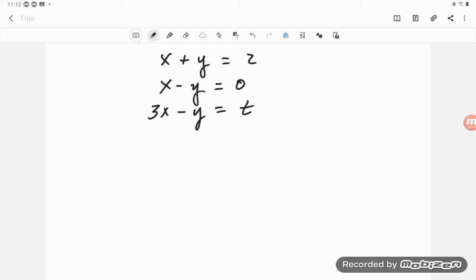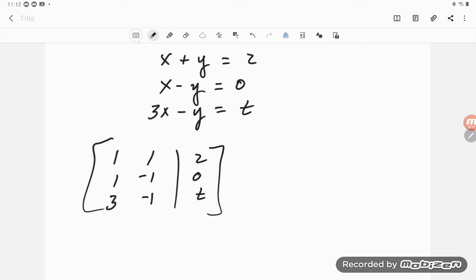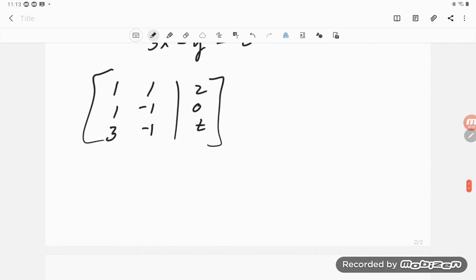And so we have an augmented system of 1, 1, 2, 1, minus 1, and 0, and 3, minus 1, and t. So this gets to be sort of a pain to work with, but nonetheless, I can do it. So the first thing I want to do is zero out my bottom rows on the left, and so I can replace row 2 with row 2 minus row 1.